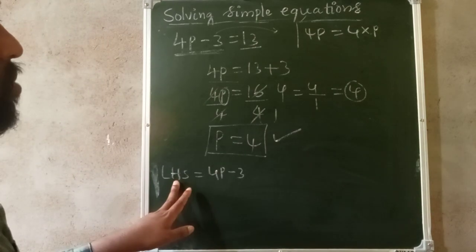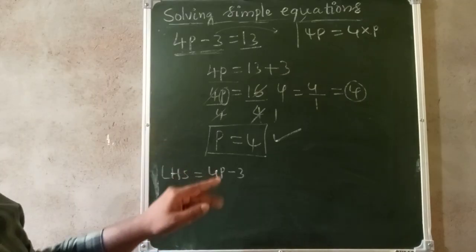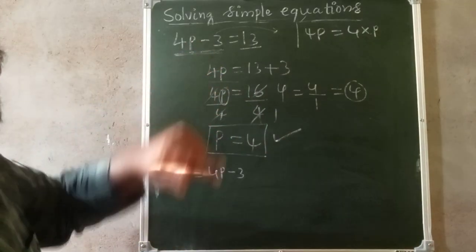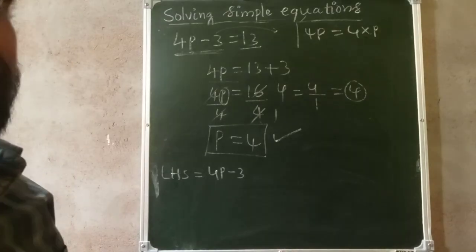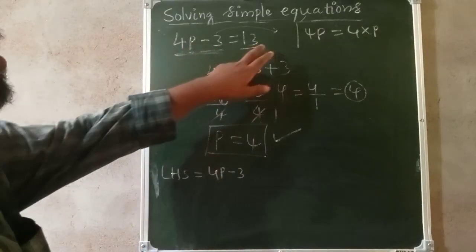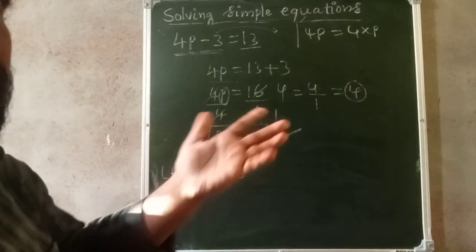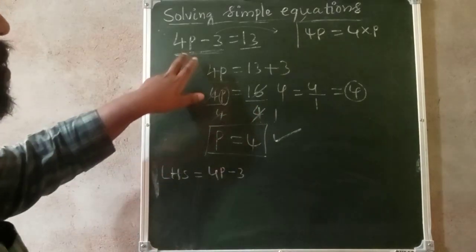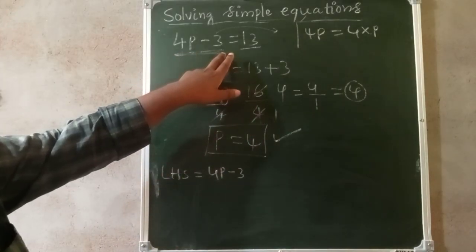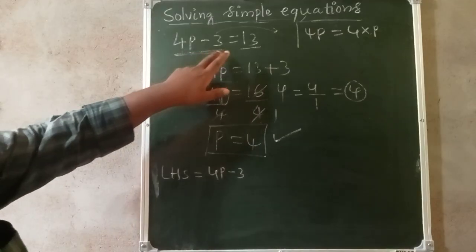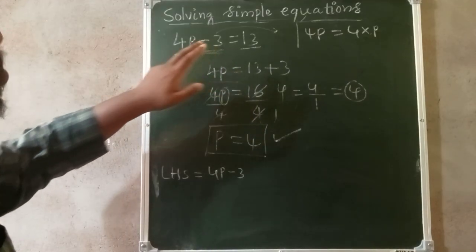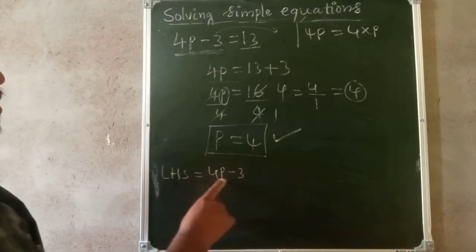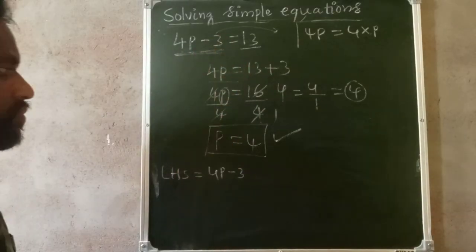Why am I taking LHS? Because on LHS only we have the variable p. So whichever side the variable is on, you have to take that side. If p is present on RHS, then you have to take RHS. But here on the left hand side, the variable p is there. So you have to take LHS only. LHS is equal to this 4p minus 3.